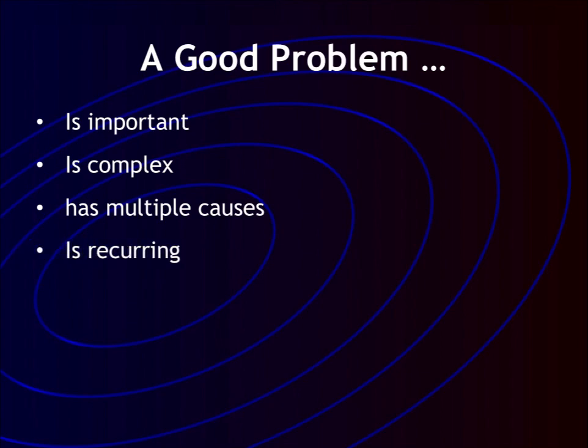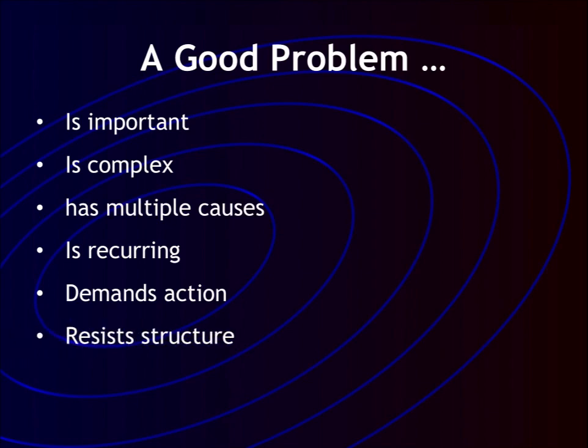A wicked problem is also a recurring problem. They seem to crop up in a cyclical manner. These kinds of problems also demand action. Something needs to be done. You can't just leave it alone and hope it goes away. This kind of problem also resists structure. You have structure when you can see how all the parts are linked together. But with these problems, you just can't see how it all fits. Quite often, these kinds of problems lead to very surprising solutions.